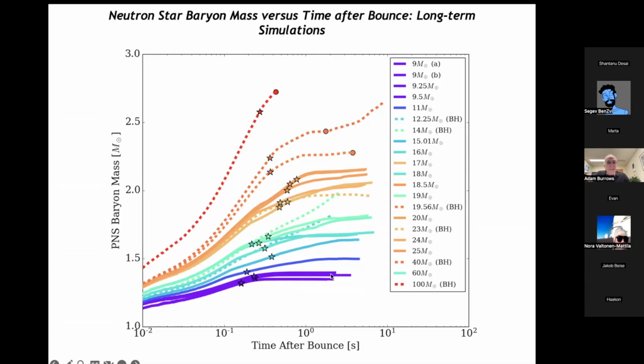And you can see that the baryon mass just sort of flattens out after a certain time. Some of these are flattening out over here at a fairly high baryon mass. The gravitational masses are correspondingly smaller.